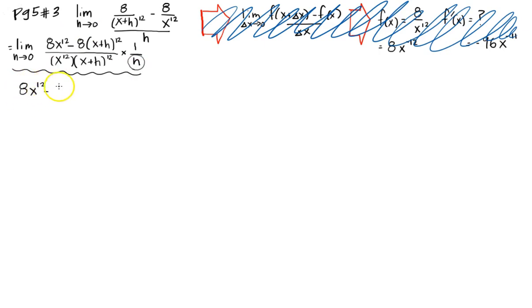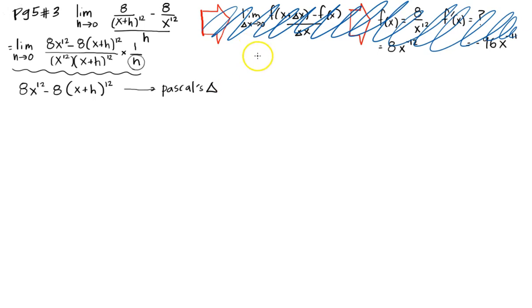8x to the 12 minus 8 times (x plus h) to the 12. Now it's going to be the (x plus h) to the 12 that is giving me trouble, and I have to figure out what to do with that. Now, what you want to try to remember is, do you remember Pascal's triangle? Because this, at this point, would be helping you an awful lot.